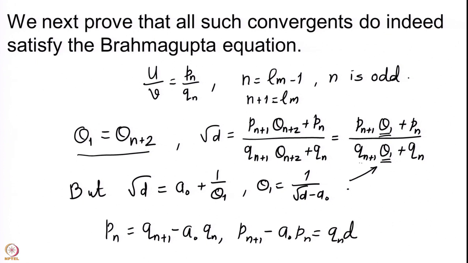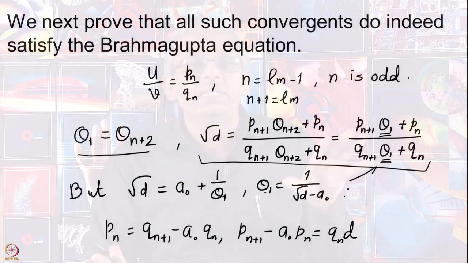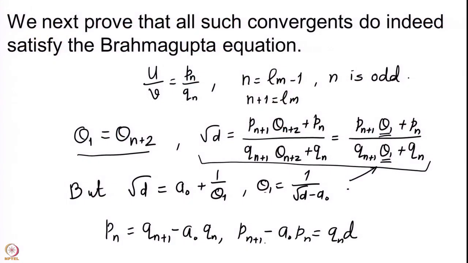So, when you expand this out, by putting theta 1 equal to 1 upon root d minus a naught, we get two sides where you have some multiple of root d plus an integer equal to another multiple of root d plus another integer. And then these multiples of root d will have to be the same and the integers then also will have to be the same. So, therefore, we get these two particular equations. We try to eliminate the a0 from these equations.